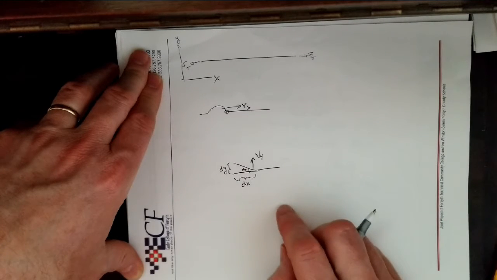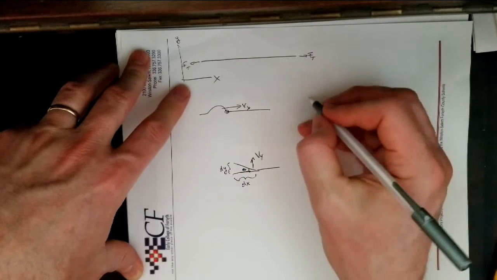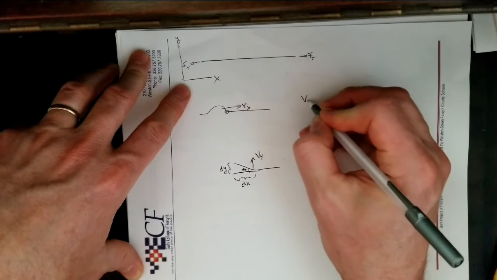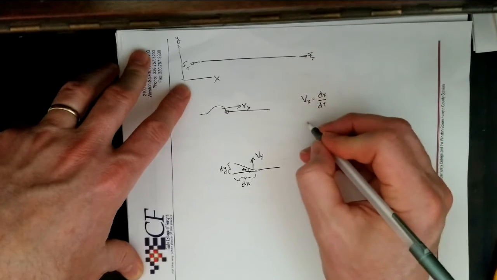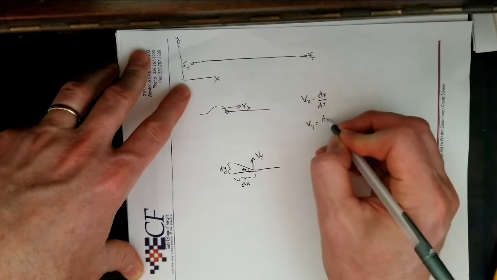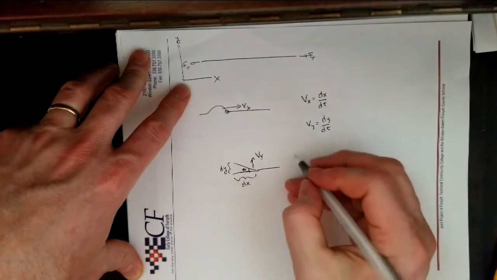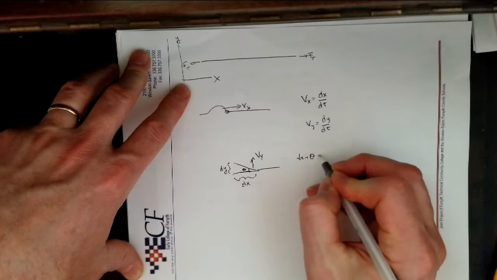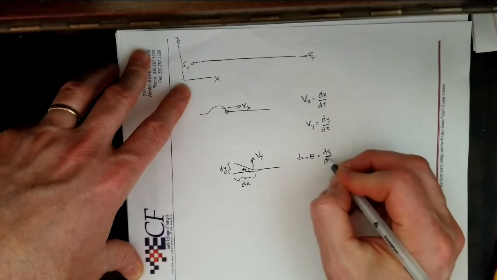We have a couple of different relationships involved here. I have Vx going to the right, Vy going up. I know that Vx is going to be the rate of change in the x direction with respect to time, and Vy is the rate of change in the y direction with respect to time. I have a relationship here. I know that the tangent of theta is equal to the opposite over the adjacent, so dy over dx.